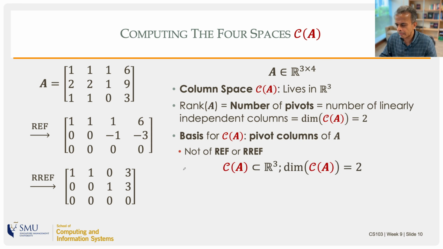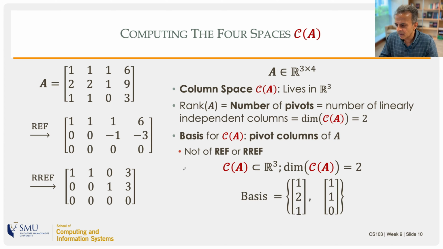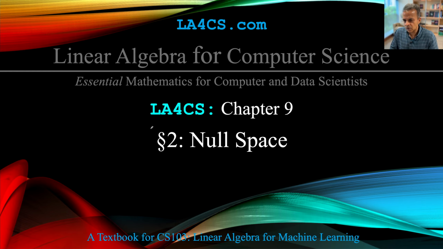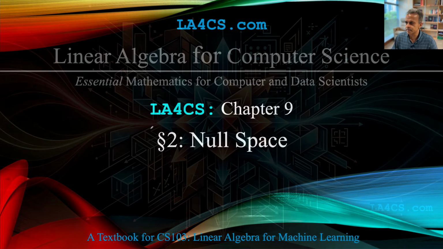Very important. So you would specify the column space as: the column space of A is a subset of R3 of dimension 2. You would write it this way in your exam. And you would write the basis set as a set like that: 1, 2, 1 from here, 1, 1, 0 from here. Now we will move on to the null space in the next video.